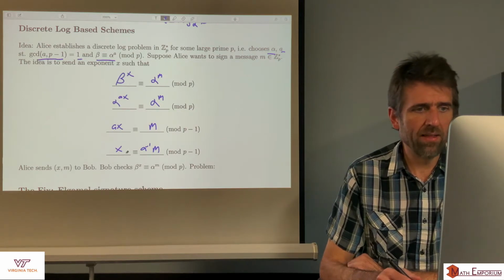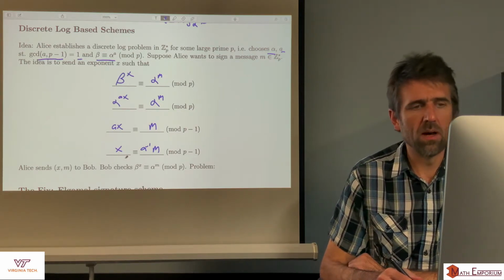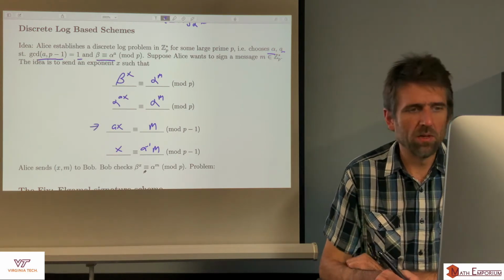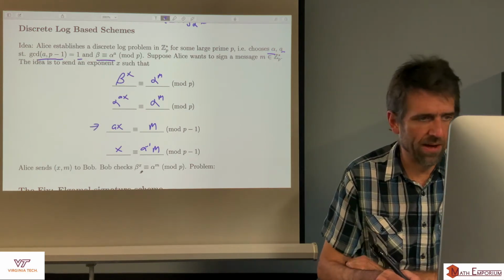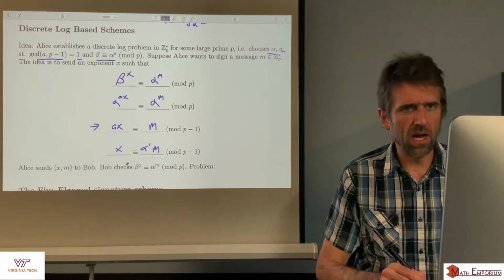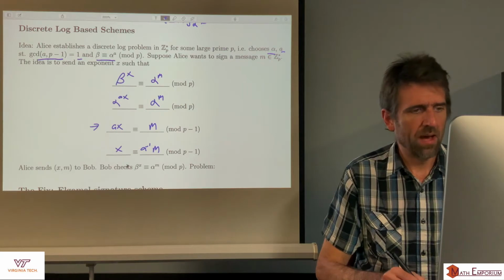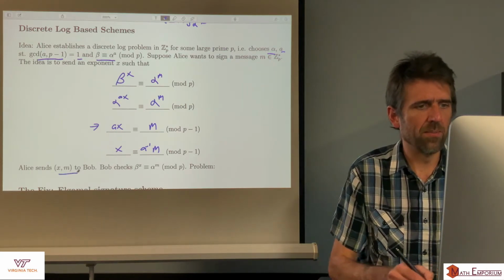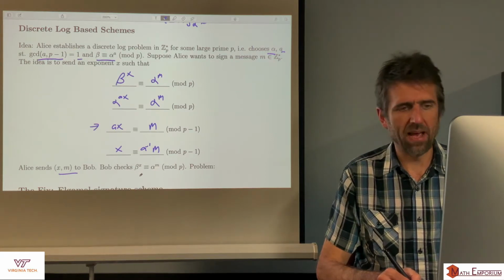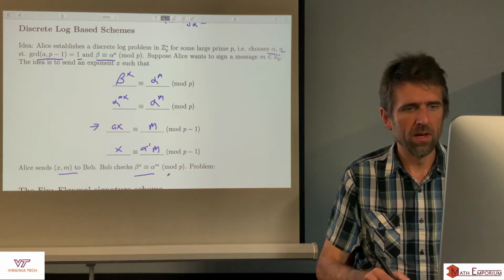So if we know a, we can find the correct x. And finding the correct x in general amounts to solving this congruence, which we can only do if we actually know the value of a. The signed message would be the pair x comma m. Alice would send that to Bob, and then the verification will be done by checking that beta to the x is actually congruent to alpha to the m mod p.